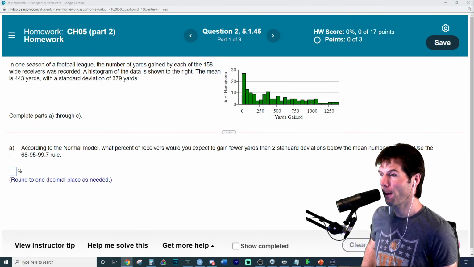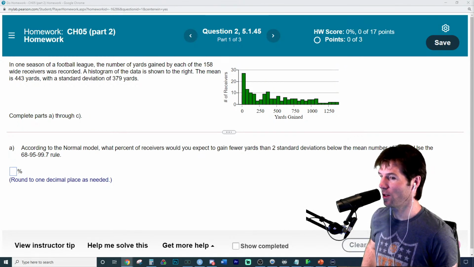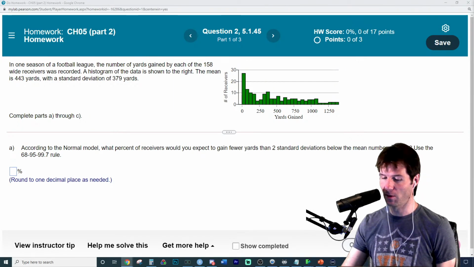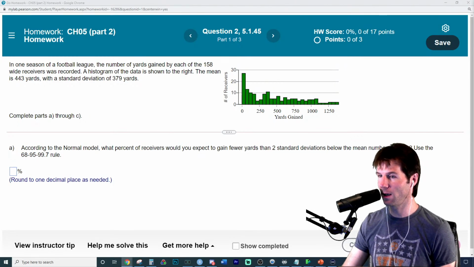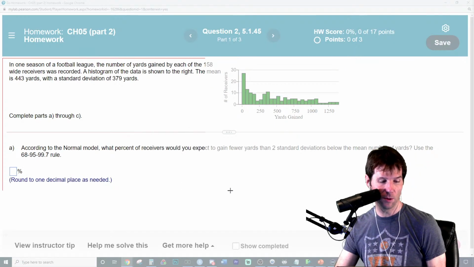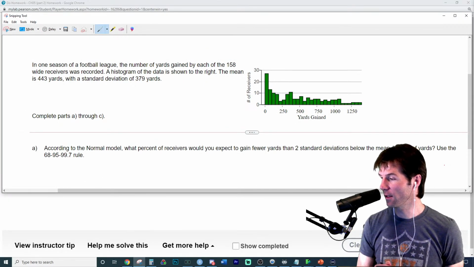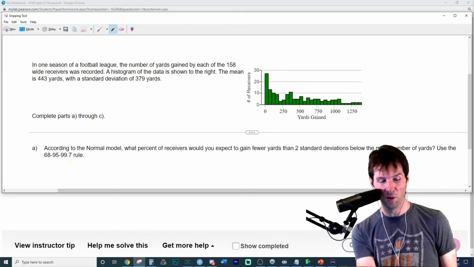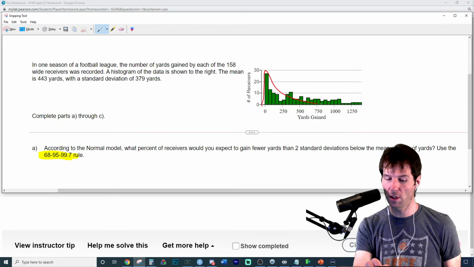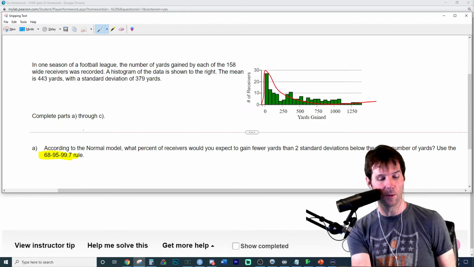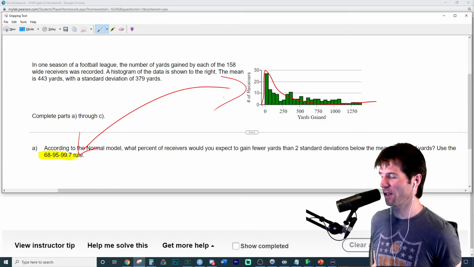Practiced it. Now, the first thing we should notice is there's a problem with this question. What is the problem you notice with this question? It says use the 68, 95, 99.7 rule. And what do you notice about this rule and this data? What would you talk to me about this rule and this data? When you think about the 68, 95, 99.7 rule, what's a problem right here?